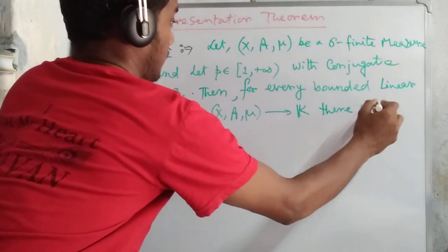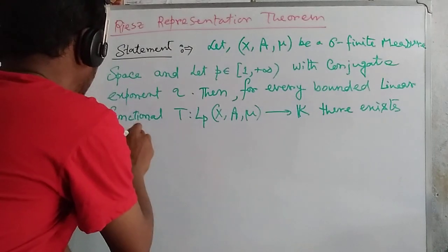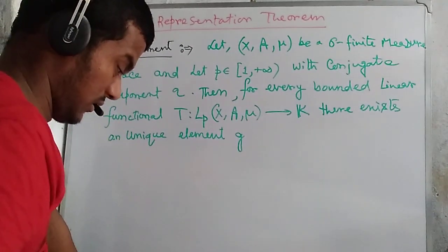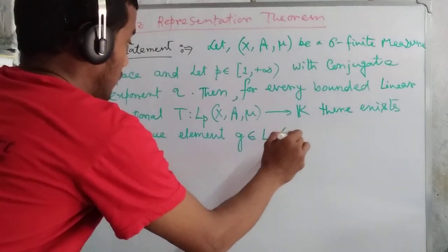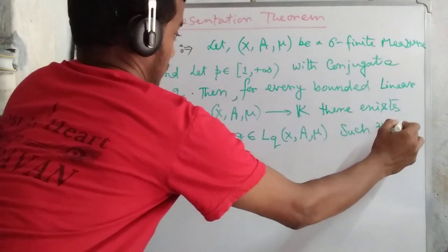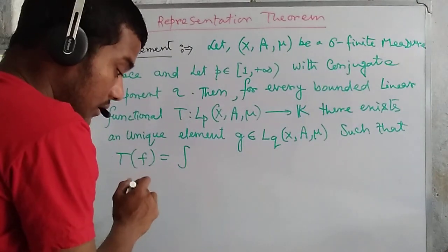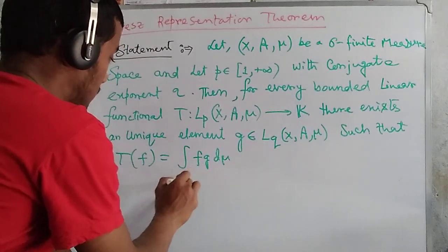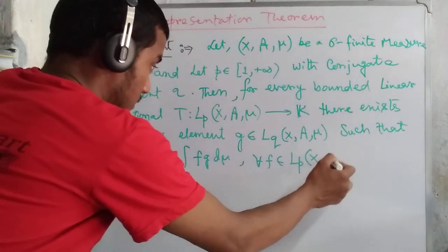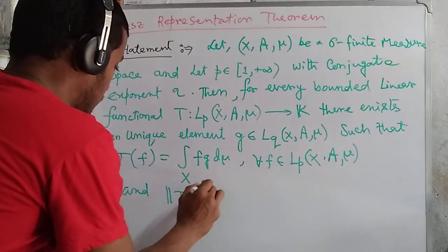there exists a unique element g belonging to LQ(X, script A, mu) such that T(f) equals the integration of f g d mu with respect to x for all f belonging to LP(X, script A, mu). Okay, and norm T equals norm g.